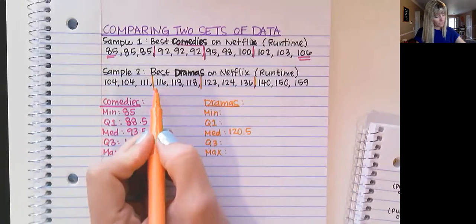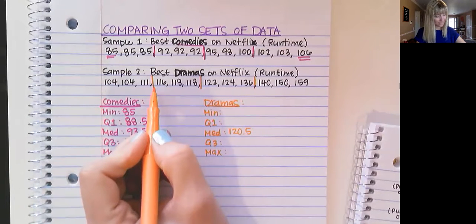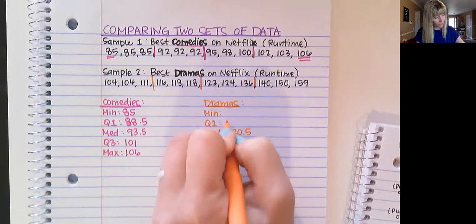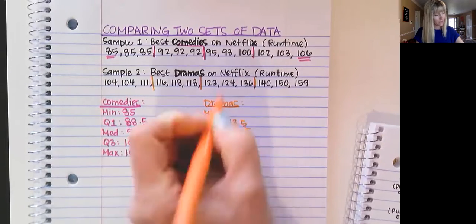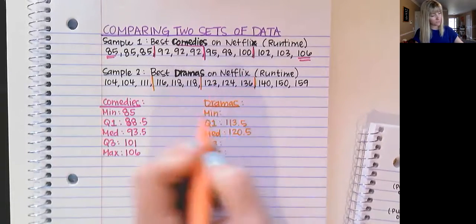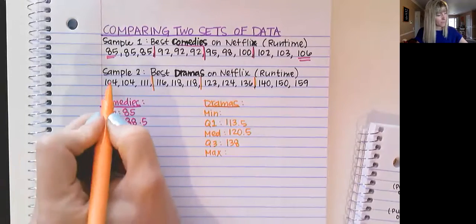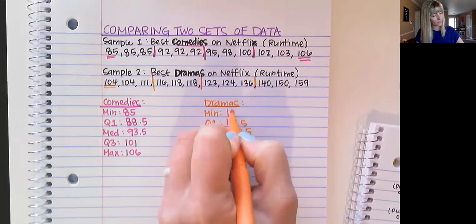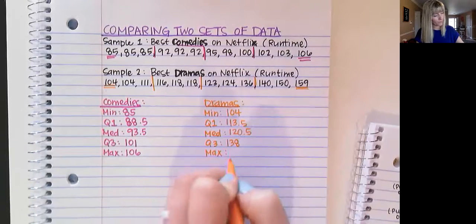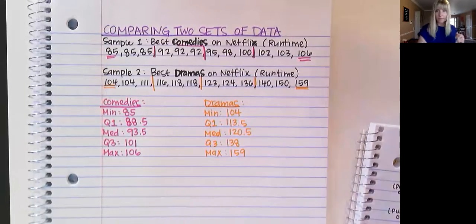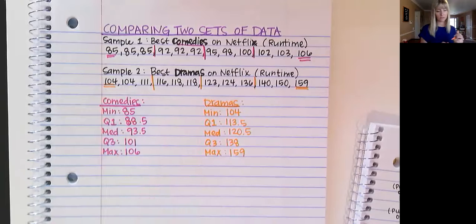Halfway between 111 and 116 is 113.5. Halfway between 136 and 140 is 138. Then I just need my minimum, 104, and my maximum, 159. All right, so I have now taken the list of these runtimes. Again, this is all minutes. All of this is being measured in minutes, and we'll put that label on a box plot.